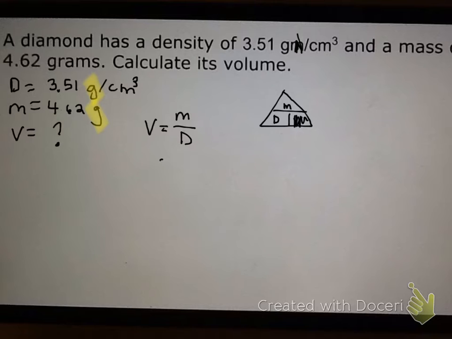The next thing we're going to do is, so that's writing our equation, then we need to substitute our values in, and I'm going to ask you to include the units. So we'll put 3.51 grams per centimeters cubed divided by 4.62 grams. So then I grab my calculator and I do this calculation. So 3.51 divided by 4.62.